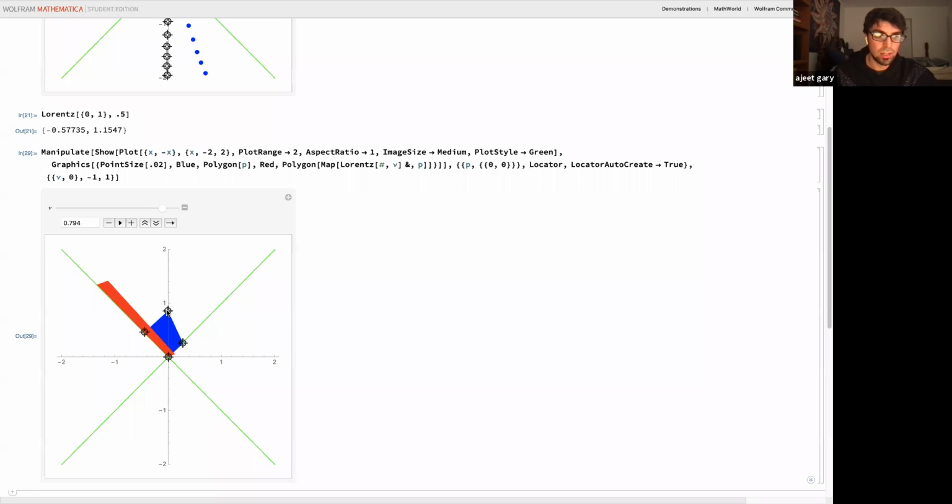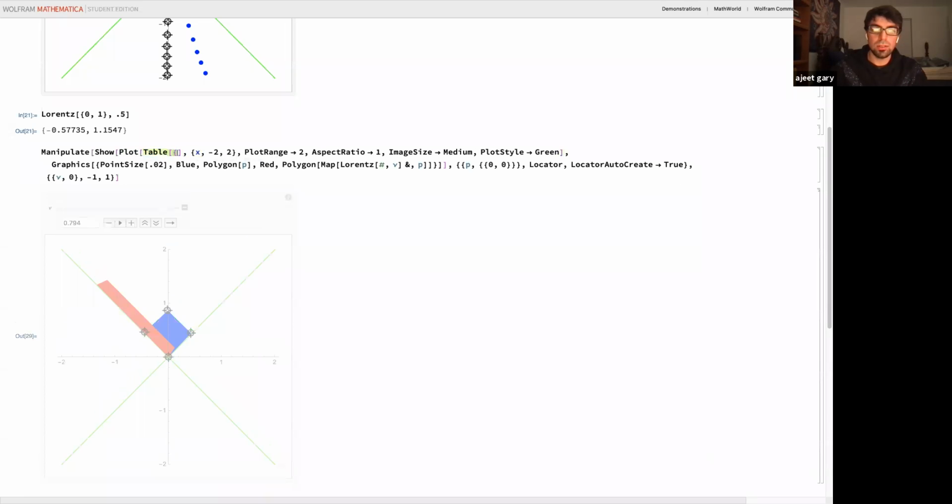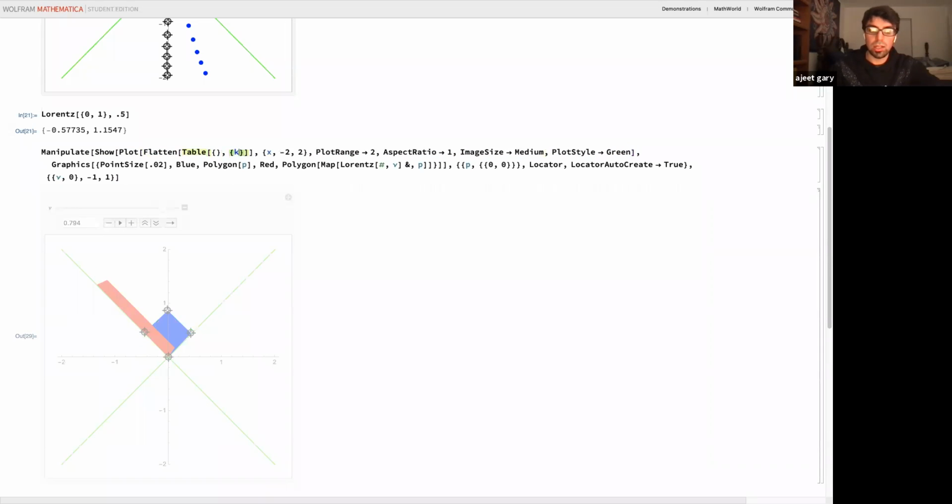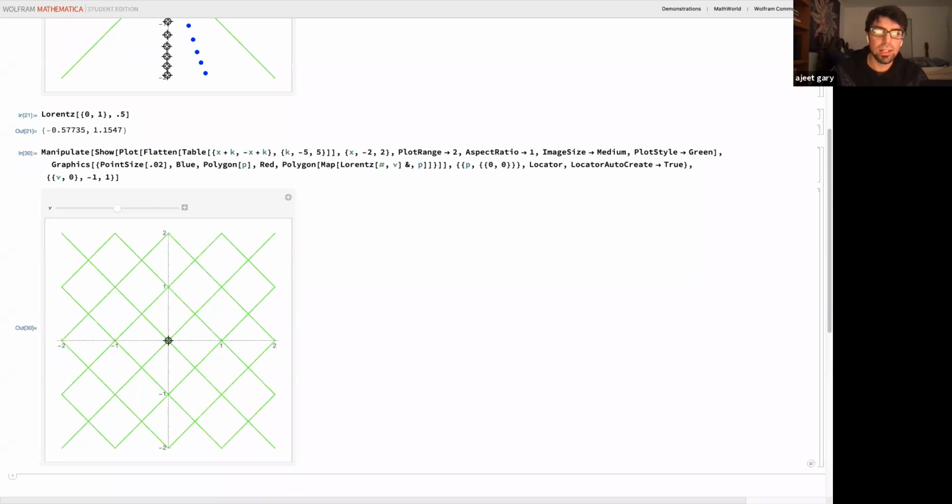I need this to be following causality lines. I need more causality lines. Whatever. Okay, so I'll put more causality lines later. So actually, let's do it now. Table. Button. Table k from -5 to 5, x plus k and -x plus k. Great, cool. Where'd my causal diamond go? I got rid of it.